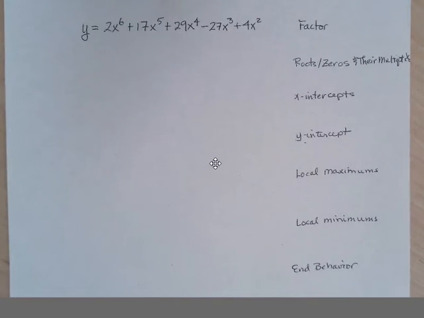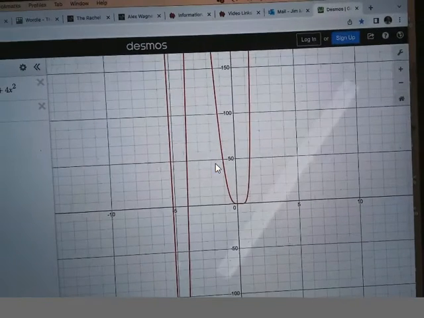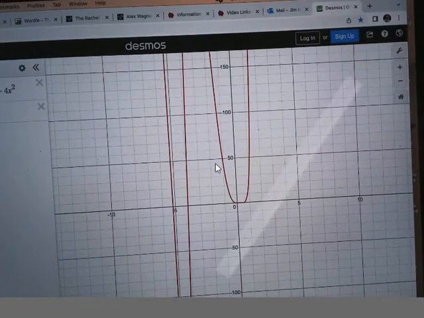So let me pull up my laptop here. I think I have it on Desmos. There we go, laptop, Desmos. And I've already typed it in. So let's zoom in.